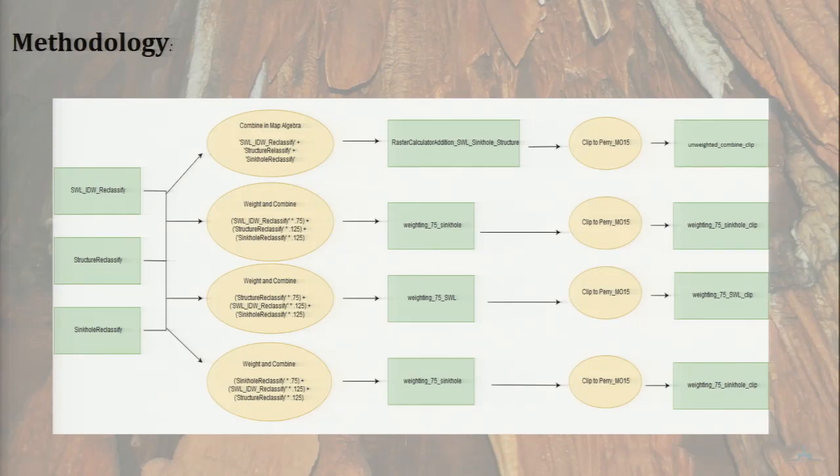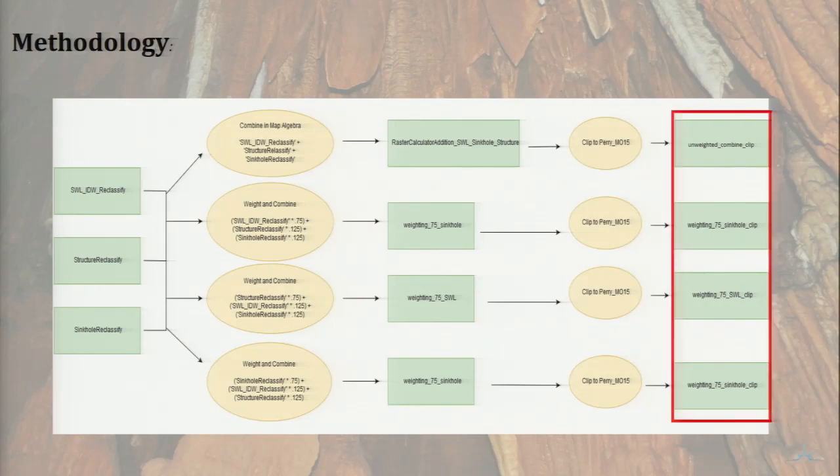Methodology continued. After reclassifying them, I went into map algebra, and for one, I combined them without any prioritization, all equal weightings. And then for the other three, this is whenever I did the 0.75 prioritization in order to create three distinct maps. I then clipped them to the Perry, Missouri County outline and had my final four products. One where the layers are equally weighted, and then these three in which one is prioritized. They're sinkholes, static water level, and structure. Right over there.